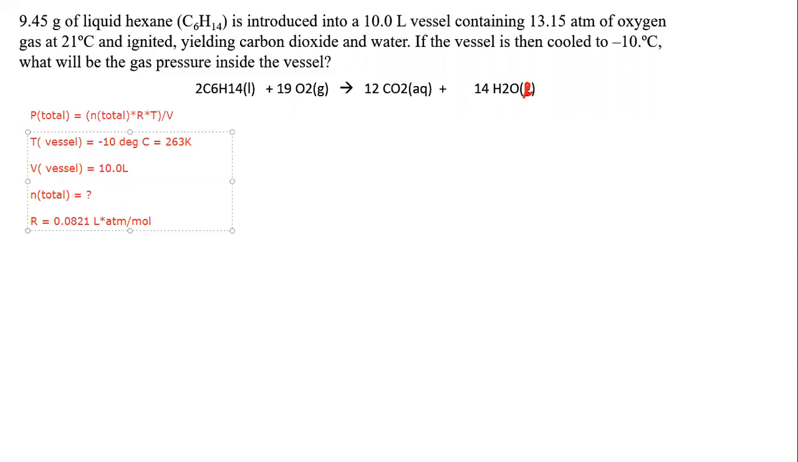So pay attention here, this is a little bit involved. First off, we have 9.45 grams of liquid hexane produced and is reacted with oxygen gas in a 10-liter vessel at 21 degrees Celsius and 13.15 atmospheres. So what we're going to have to do is take the mass of hexane, convert it to moles of hexane.